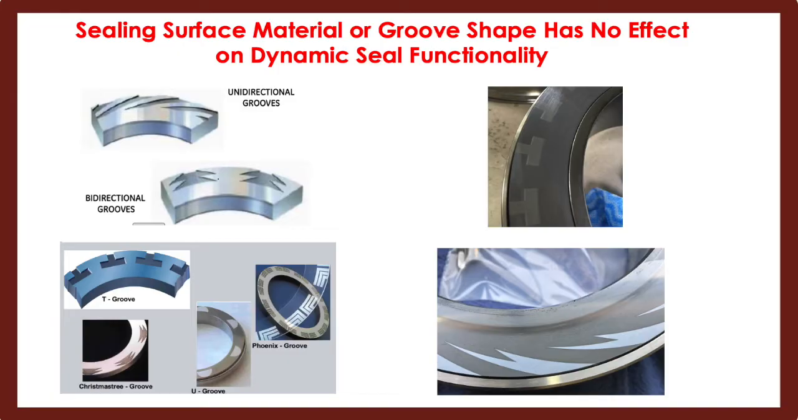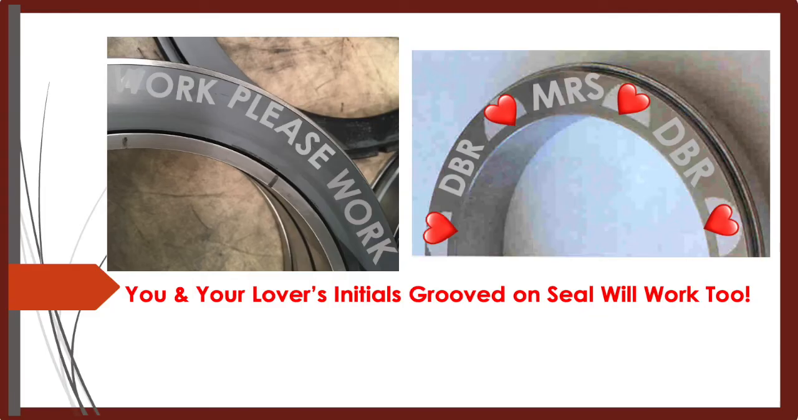What kind of sealing surface material you have or how complex the groove shape is are often irrelevant. Whether it's a diamond or silicon carbide or CFD generated 3-dimensional groove shape or just a simple groove, none of them would make any difference on how quickly the dynamic ring jams. In fact, you could have your initials or your lover's initials grooved on the seal ring and it will work just as good. I am willing to bet my bottom dollar on that.